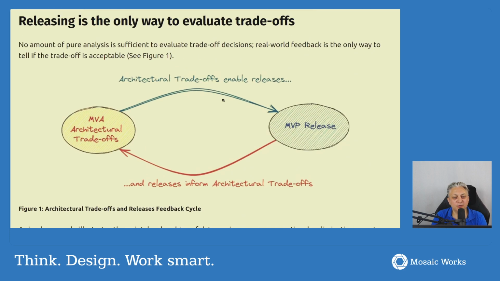Releasing is the only way to evaluate trade-offs. No amount of pure analysis is sufficient to evaluate trade-off decisions. Real-world feedback is the only way to tell if the trade-off is acceptable.